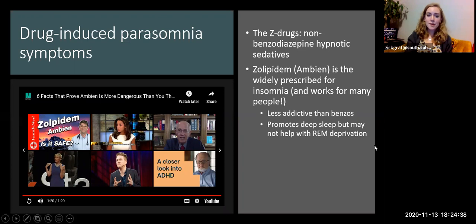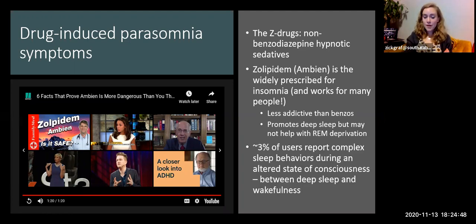It promotes deep sleep, but there's some evidence that it doesn't necessarily help with REM sleep. So people who are taking Ambien may actually be spending too much time in stage 3 sleep. The thing with Ambien, though, is about 3% of users report engaging in complex sleep behaviors that they don't remember, similar to sleepwalking, during this altered stage of consciousness between deep sleep and wakefulness. Ambien use is one of the major causes of sleepwalking and complex sleep behaviors for adults. And as the video mentioned, part of why Ambien might cause sleepwalking is that the dosage that people take is too high.